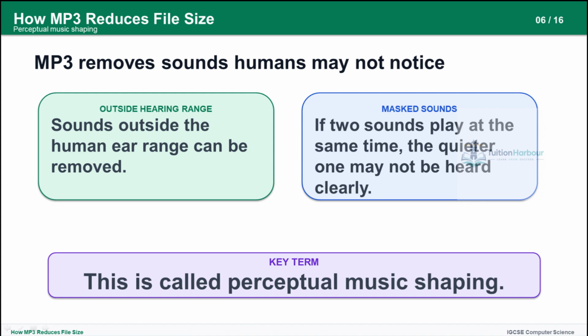MP3 reduces file size by removing sounds humans may not notice. Sounds outside the human hearing range can be removed. If two sounds play at the same time, the quieter one may be removed if the louder one masks it. This is called perceptual music shaping.